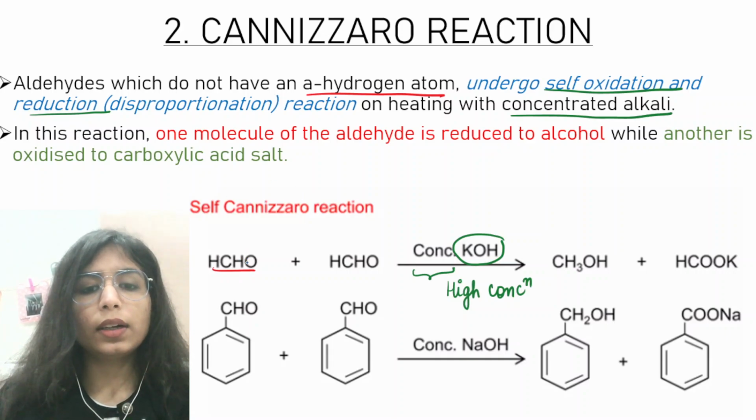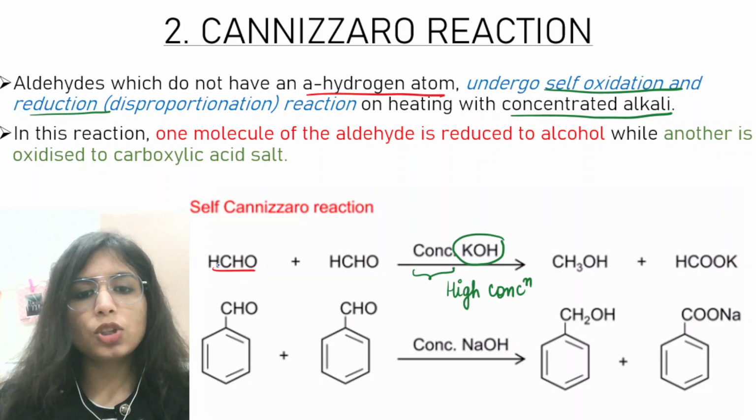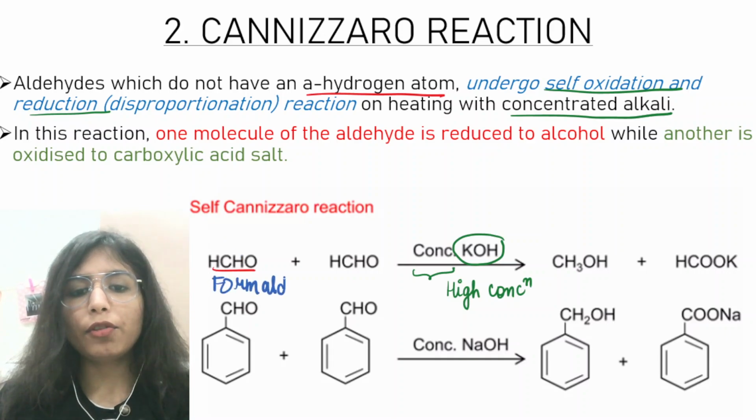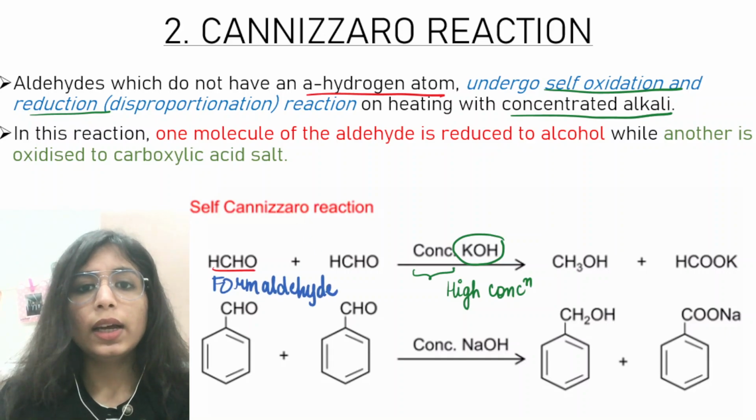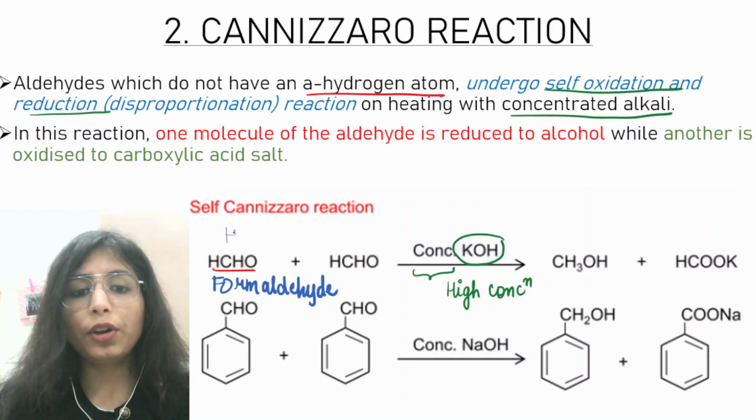So basically here, HCHO. What is HCHO? It is formaldehyde. Right. So here if I look out for alpha hydrogen, then you can see that here alpha hydrogen is not present. If I draw the structure, it would be similar to this part, which is HC double bond O and H, right?